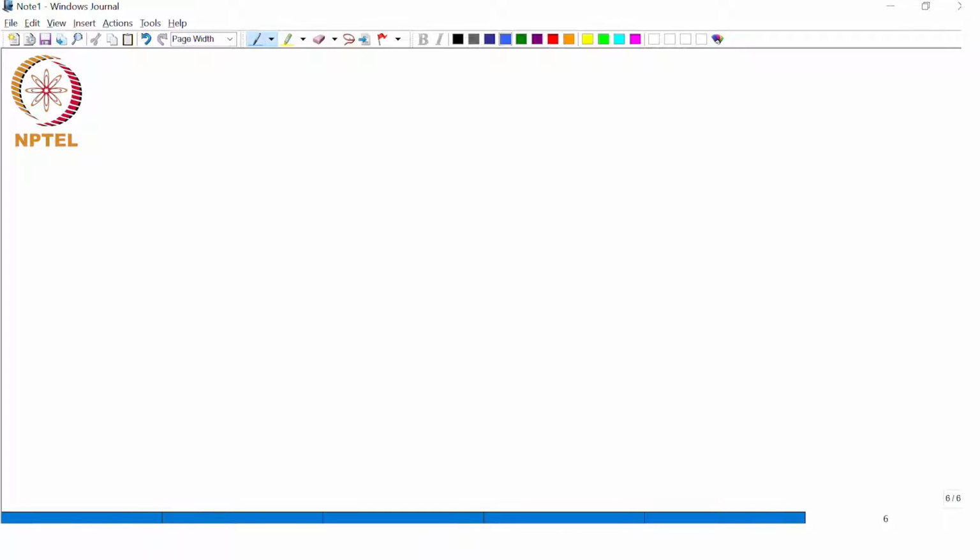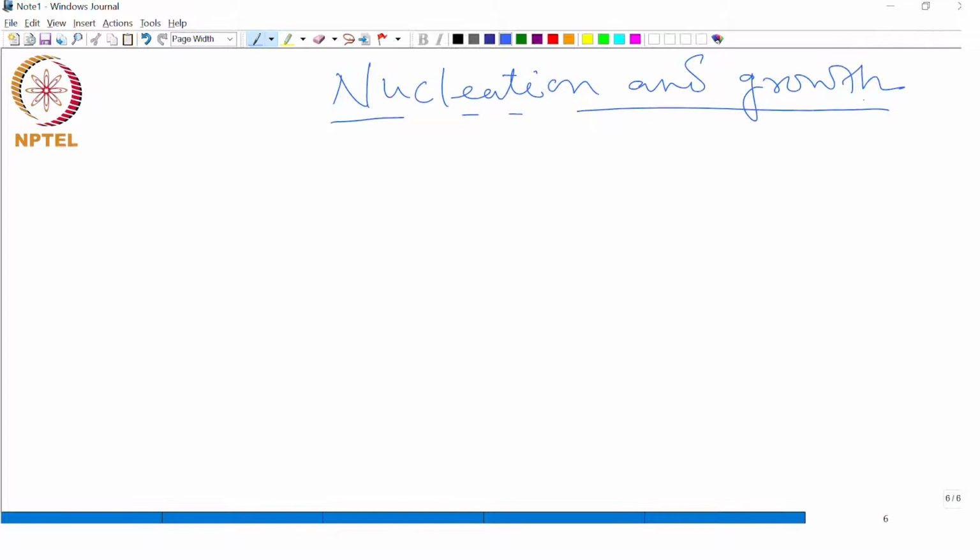As I told you in the last class, today I am going to discuss a very important aspect of the atomization process, which is nucleation and growth as it happens in the atomization process.